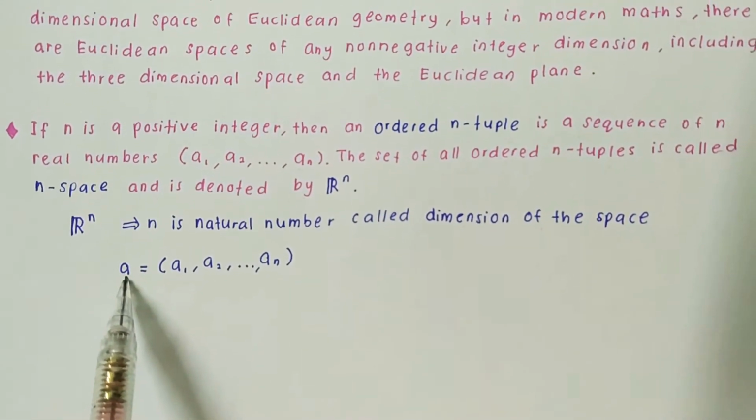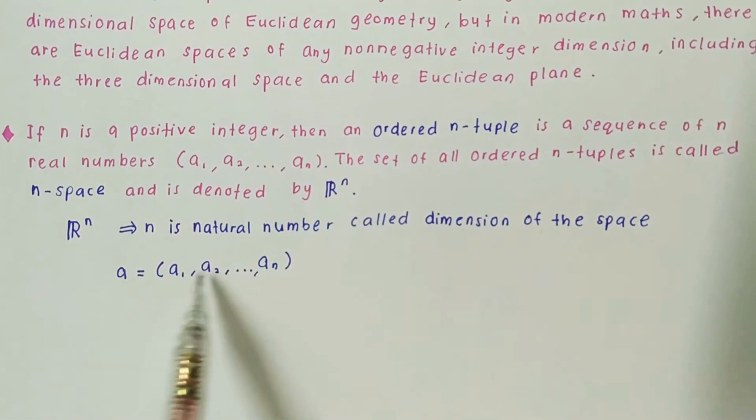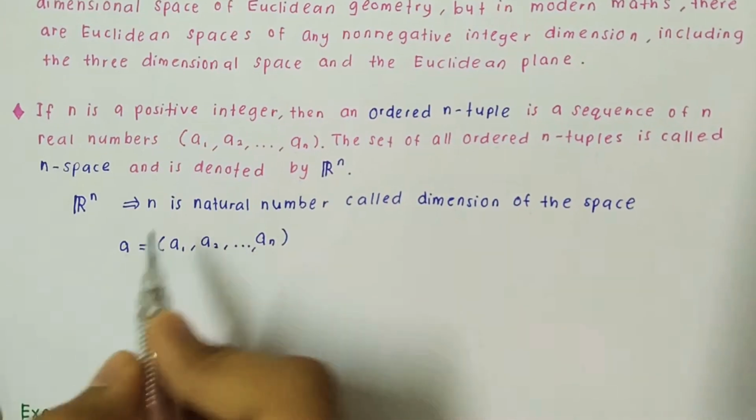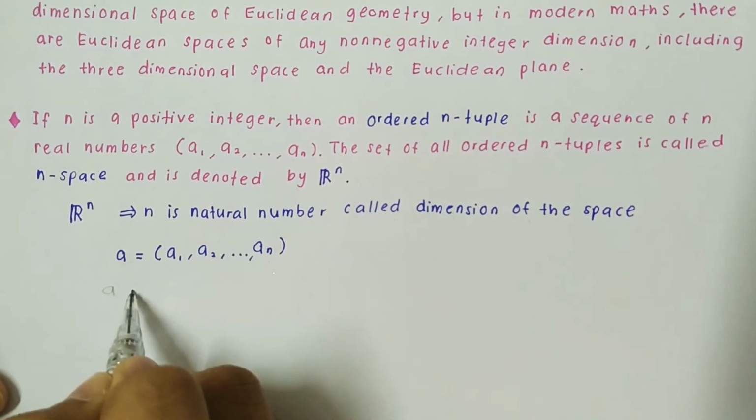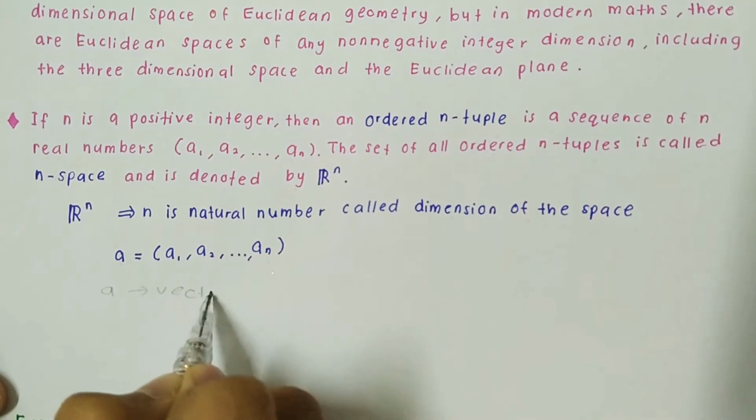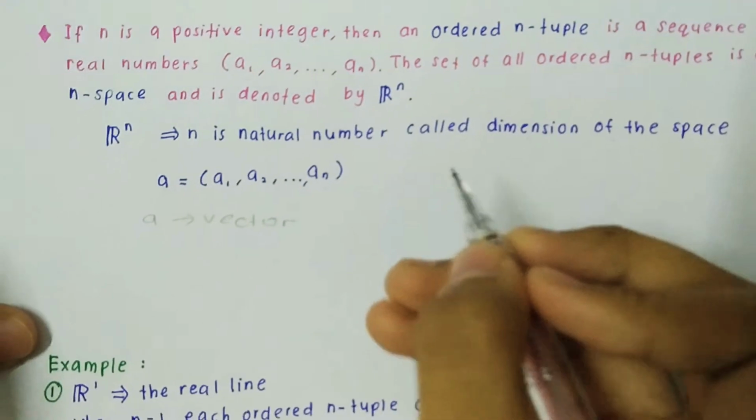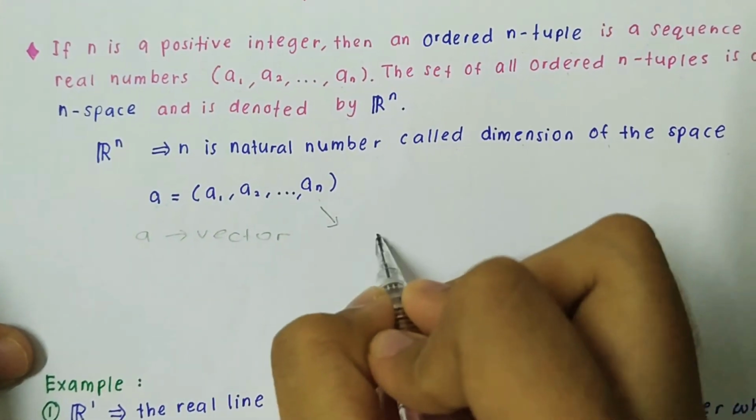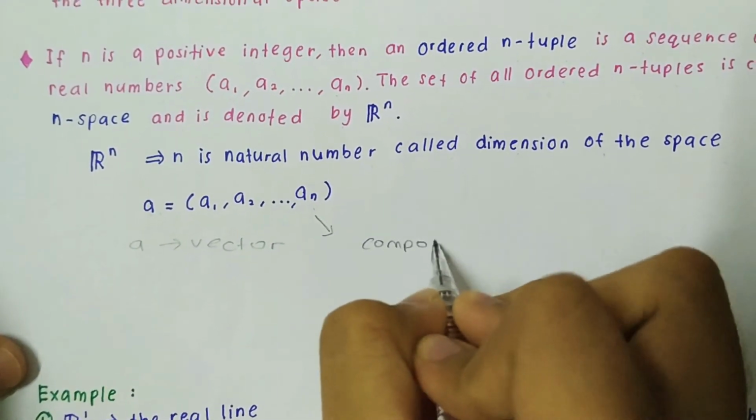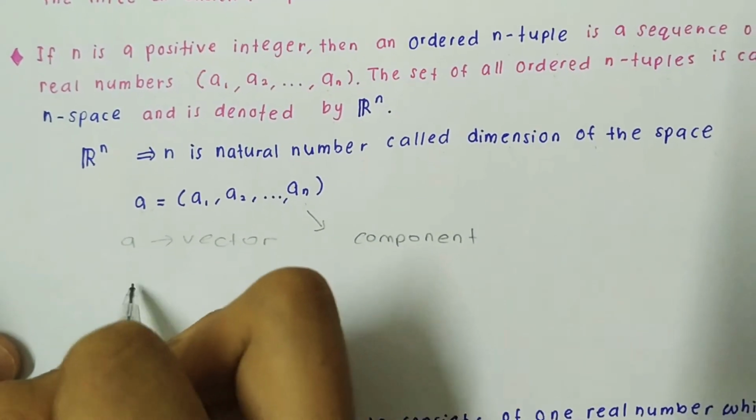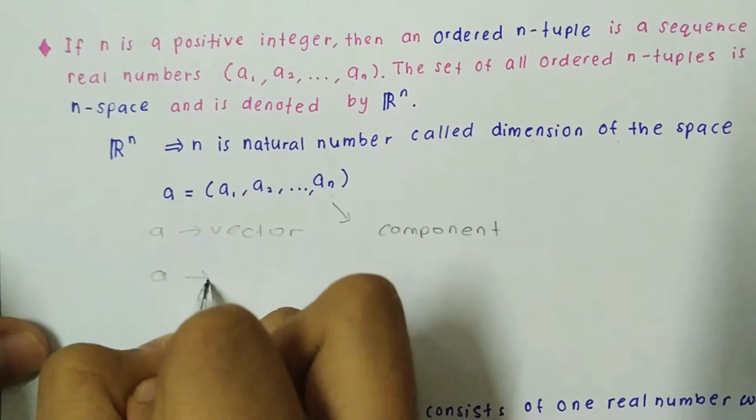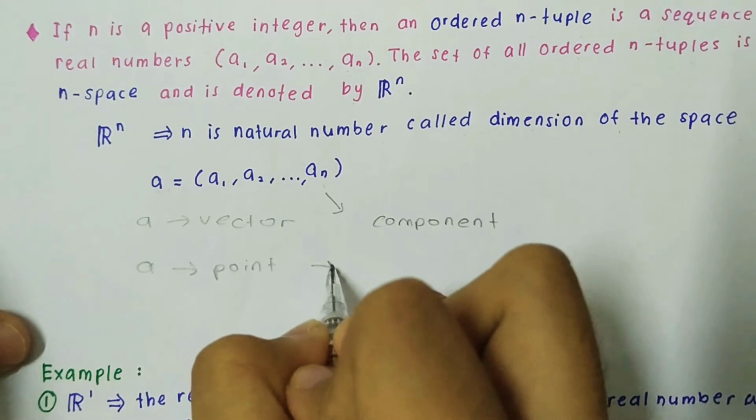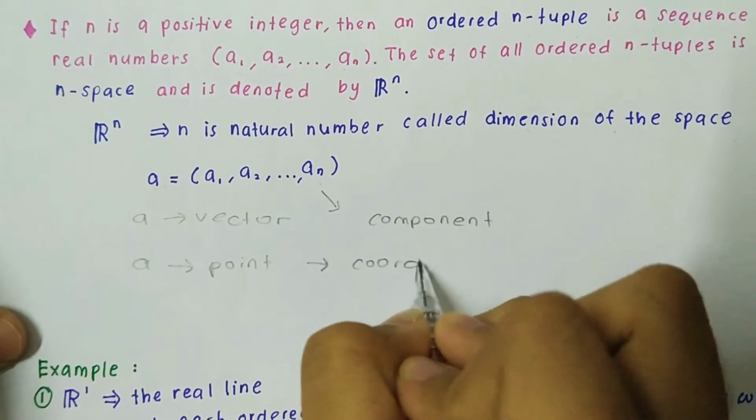If A is a vector, the elements in this bracket are called components. If A is a point, the elements we call coordinates.